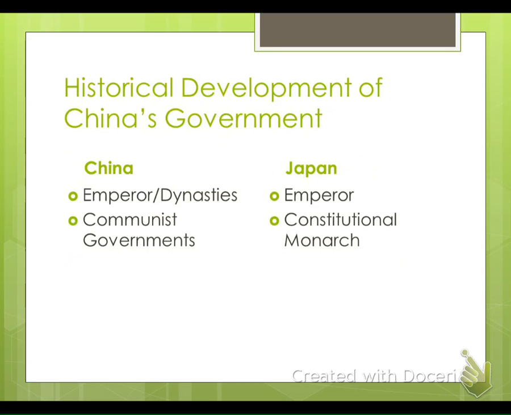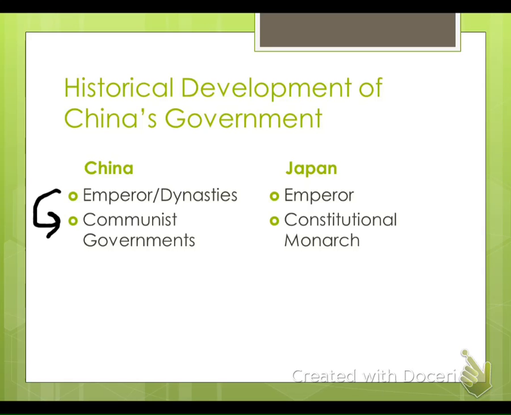So what we have here is that in China, they originally started with emperors and dynasties. Remember, emperors were the leaders, kind of like a king, and dynasties. When one dies, the next one takes over. But during and after World War II especially, they moved from emperors and dynasties to the communist government that they have today. They wanted to make sure they changed completely.